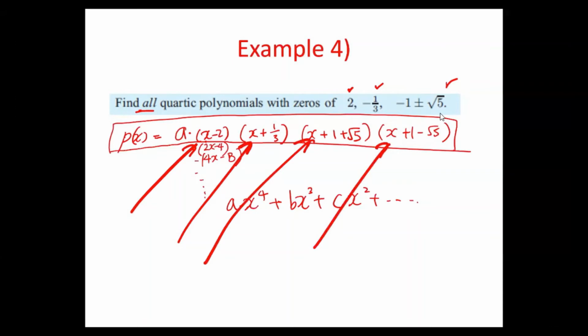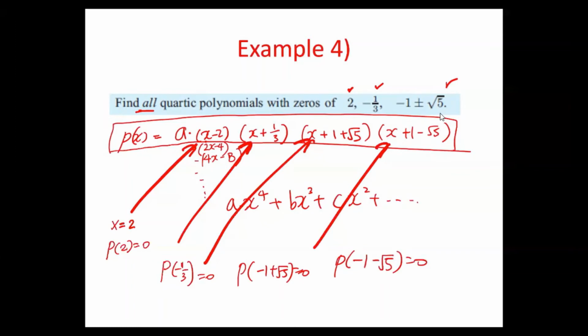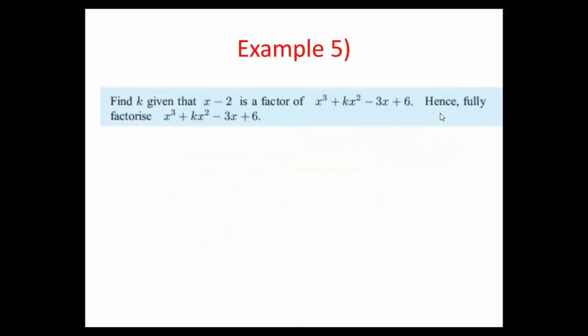So again, this example gives you zeros first and then asks you to construct polynomials. But sometimes you have to see the polynomials and then tell me the zeros right away. So what number do you plug in to make the entire thing 0? If x is 2, everything is 0, right? If you plug negative 1 over 3, then everything is 0. Also minus 1 minus square root of 5 is 0. So you have 4 different numbers that make this polynomial 0. Okay? If we're clear with this, let's work on the 5th example.